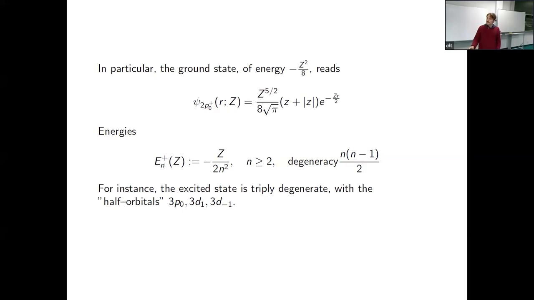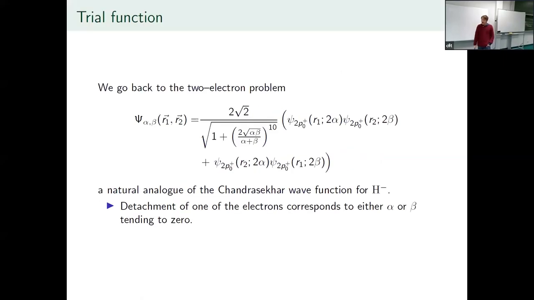So the ground state is minus z squared over eight in this case. That's something that may come out later as well. And I have all these other, say, half orbitals: 3d0, 3d1, 3d minus one, if I'm not wrong. It's like chemical nomenclature for this. Okay. Good.